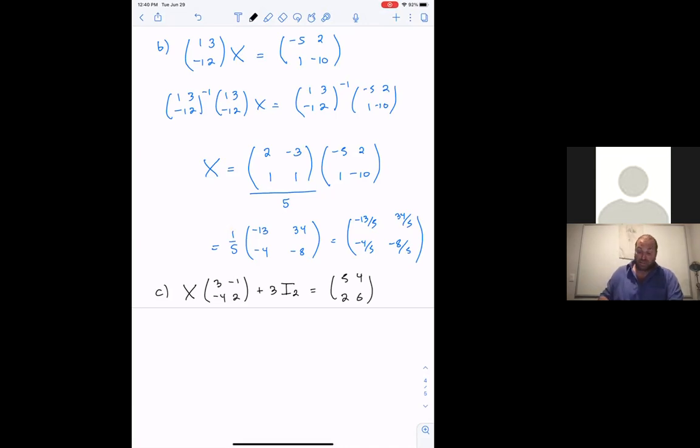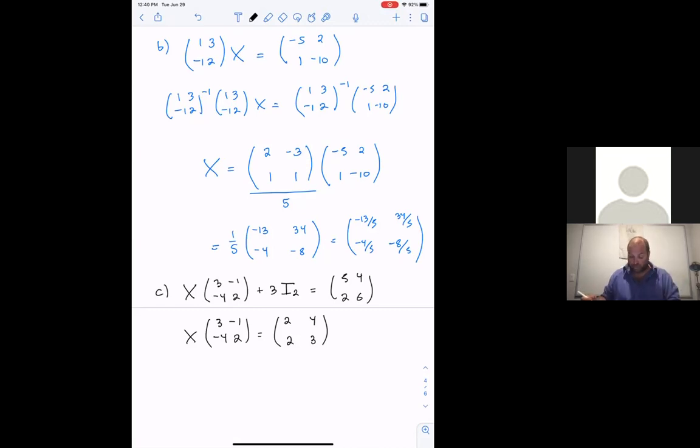So our goal is to get x by itself. What do we do first? Well, let's subtract over the identity matrix. So we have x times 3, negative 1, negative 4, 2 equals 5 minus 3, 4, 2, 6 minus 3. Remember, 3 times the identity has 3's along the main diagonal, but 0's everywhere else. So when we subtract 3's along the main diagonal, you leave the off diagonals the same.